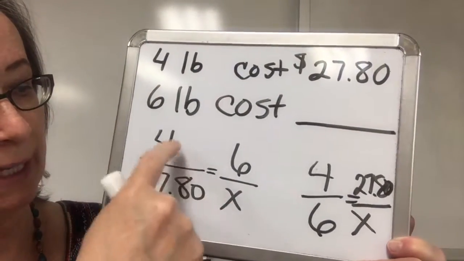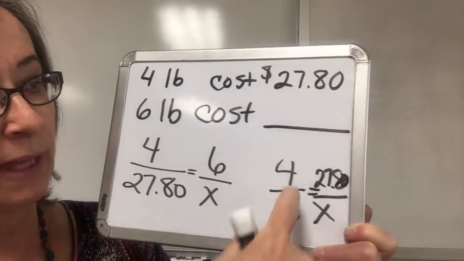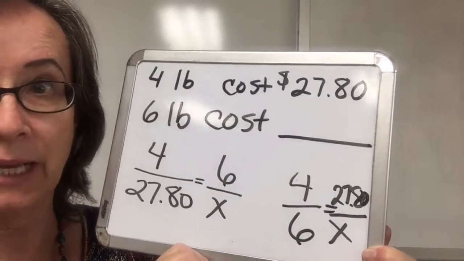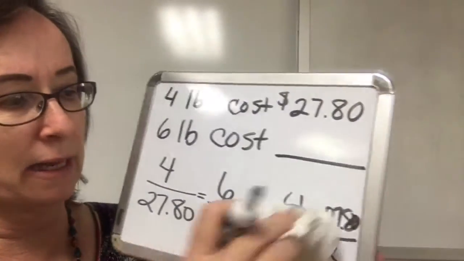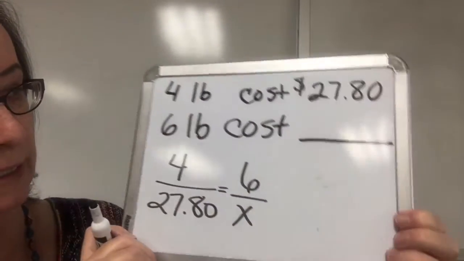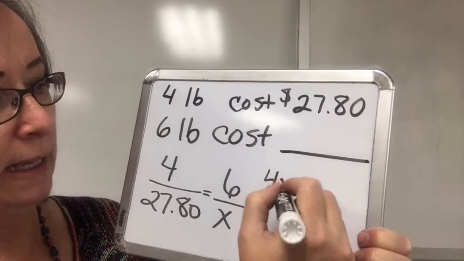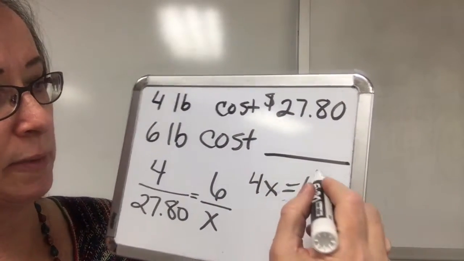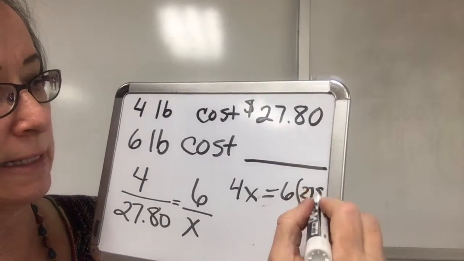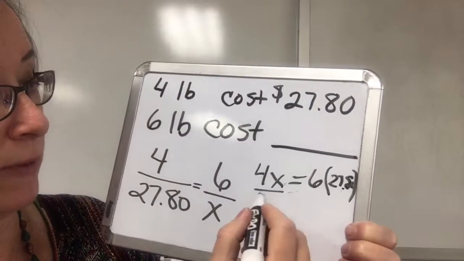If I cross multiply here, I get 4x is 6 times 27.80. If I cross multiply here, I get 4x is 6 times 27.80. So it really does not matter at all. So let's just use the first one. So we're going to get 4x equals 6 times $27.80.